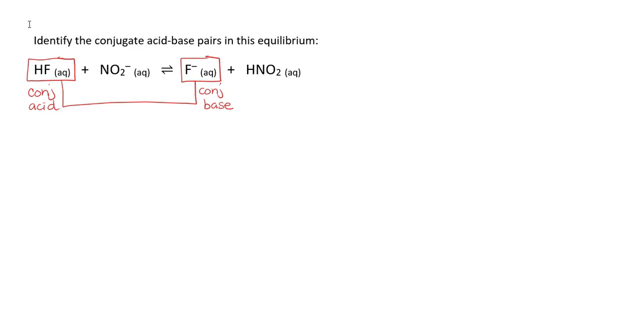So our other conjugate acid-base pair will have to be the nitrite and the nitrous acid. So those two are connected. The HNO2 has to be the conjugate acid because it has the additional H and plus compared to nitrite, which will be the conjugate base.